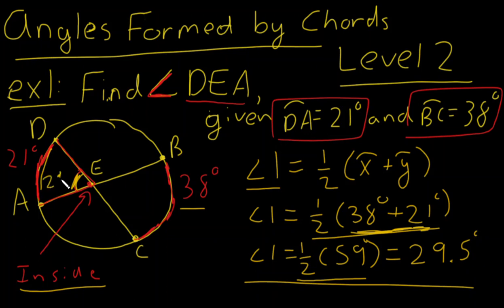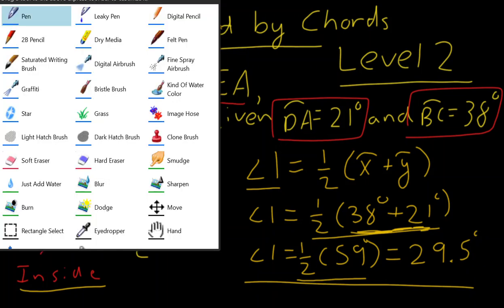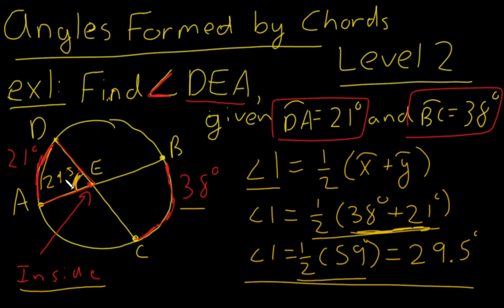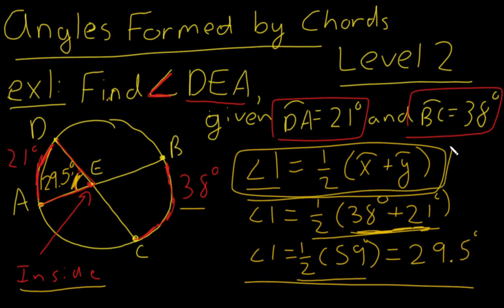Hey, that turned out to be 29.5 degrees. And I am so sorry, that was a little hard to squeeze in here. Let's try that again. And that was 29.5 degrees. Well, a little better job right there. Okay, I hope you've written that down. At least write down this formula right here on the top of your paper. And let's go on to example 2.